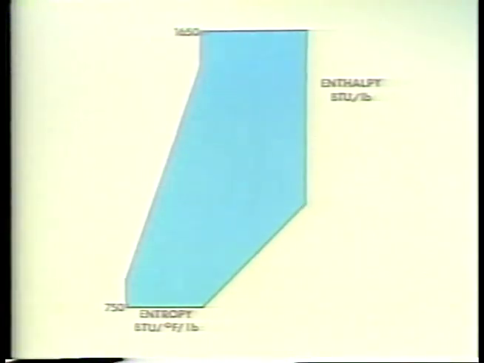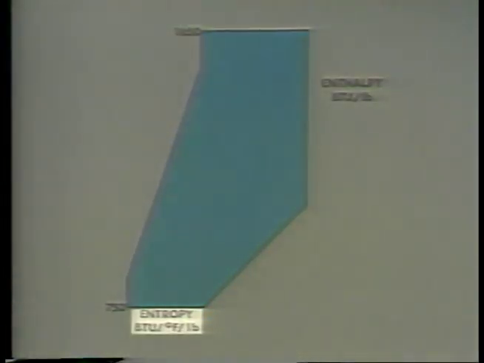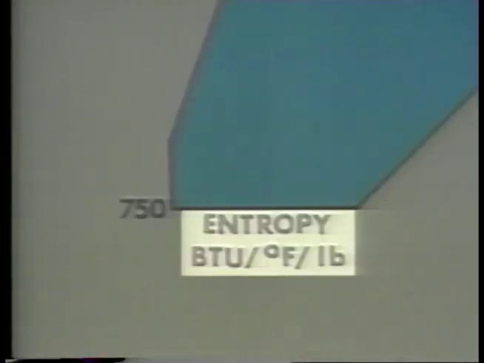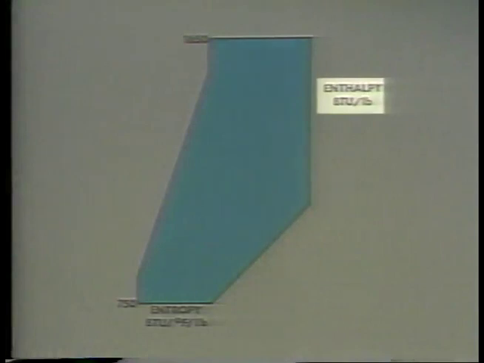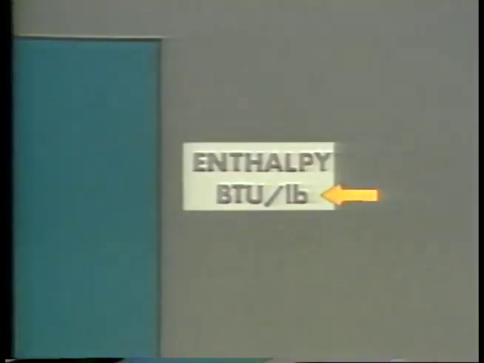We'll look at how the Mollier diagram is set up and how to find basic information. In the next segment, we'll look at some specific uses of the diagram. To begin with, the Mollier diagram is a graph of entropy versus enthalpy. Entropy, as you know, is a calculated property used to evaluate the efficiency of a process. The units for entropy used on this diagram are BTUs per degree Fahrenheit per pound. Enthalpy is the heat content of the water or steam and is measured in BTUs per pound.